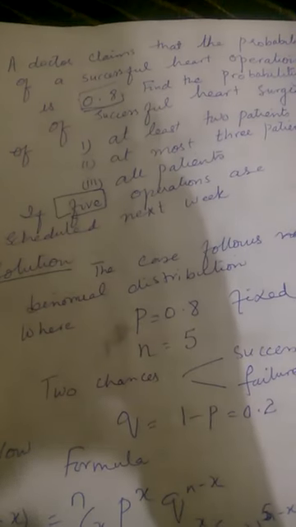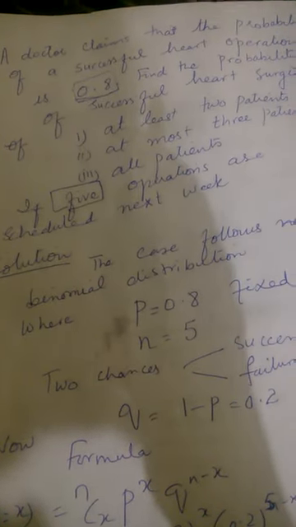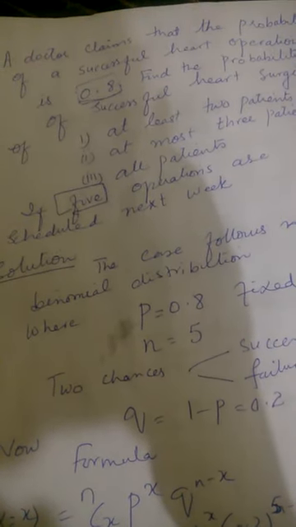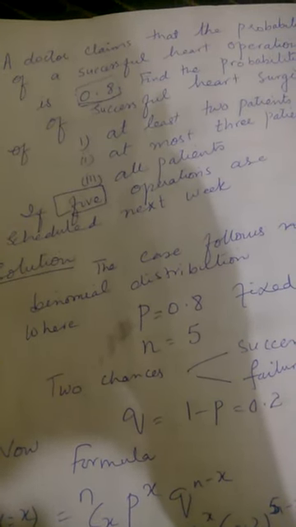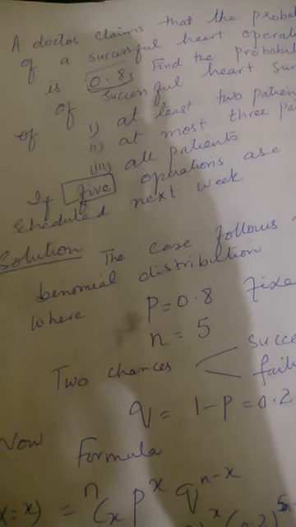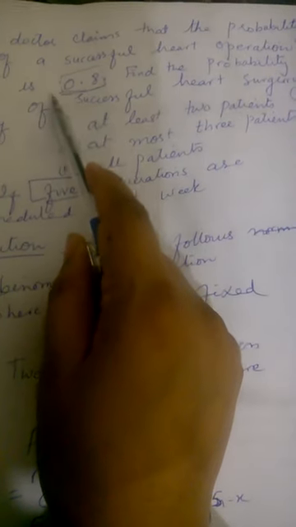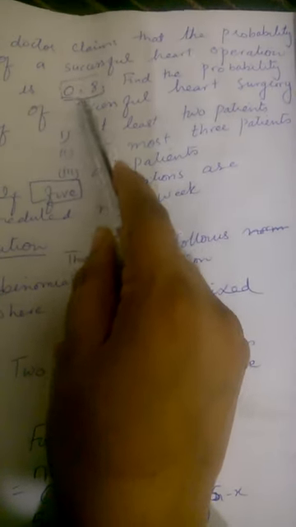Students, today we will discuss the question of binomial distribution and you will learn how to solve the question. A doctor claims that the probability of a successful heart operation is 0.8. You can see that the probability of success is fixed over here, equal to 0.8. So you can identify it as P. P is the probability of success.